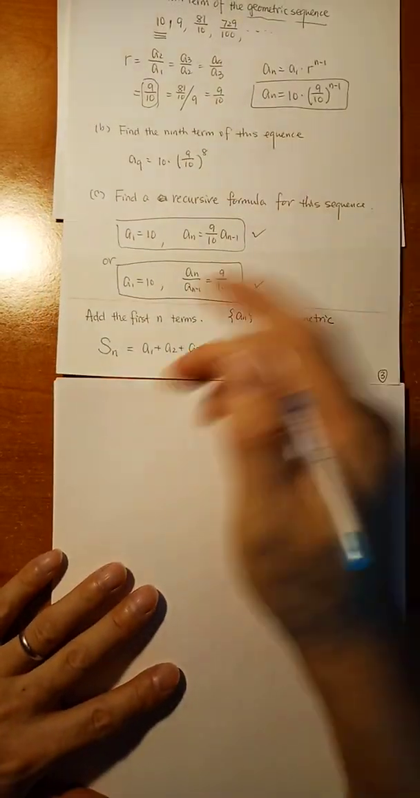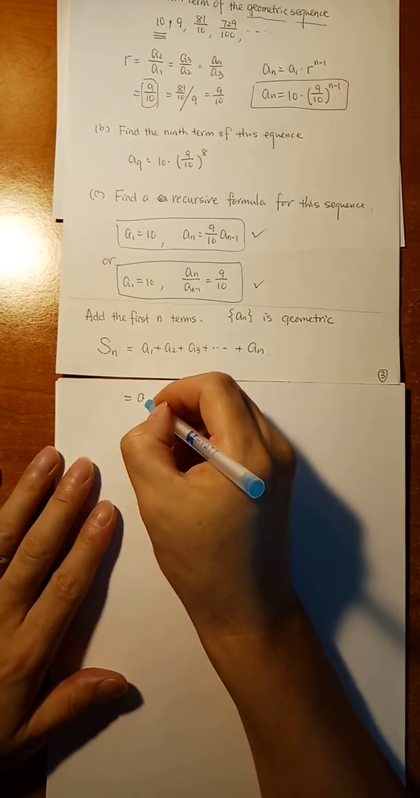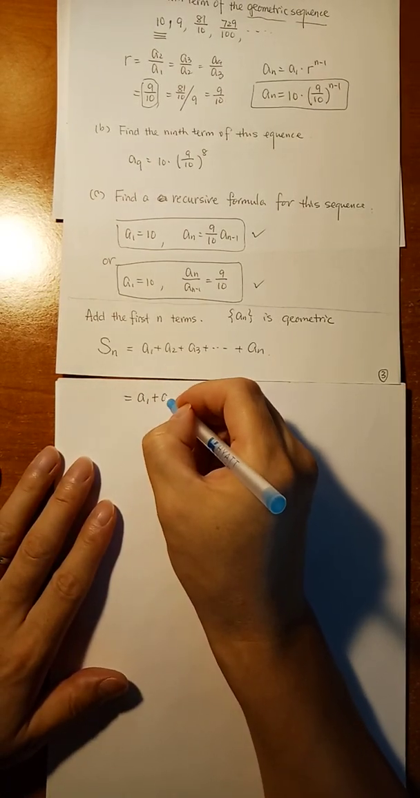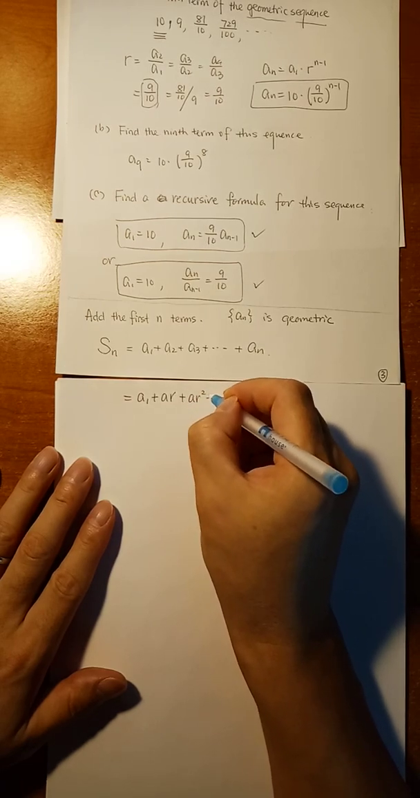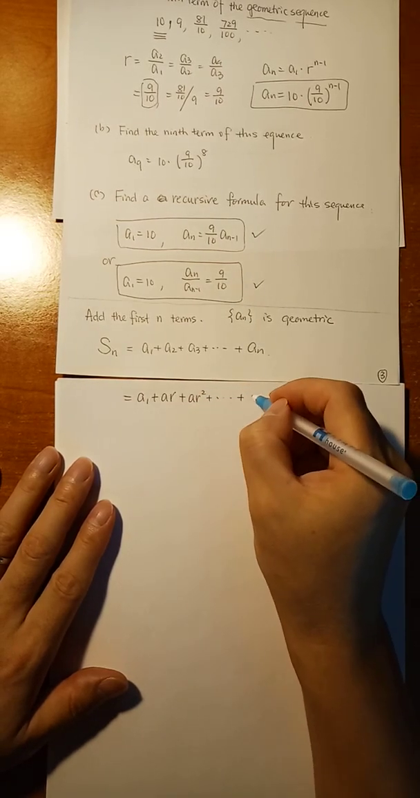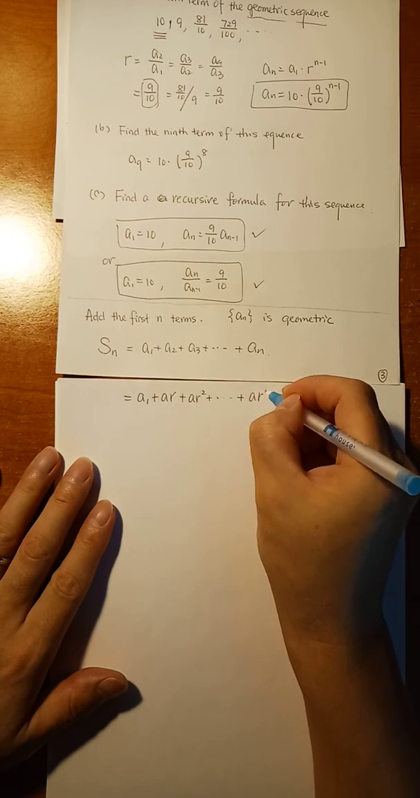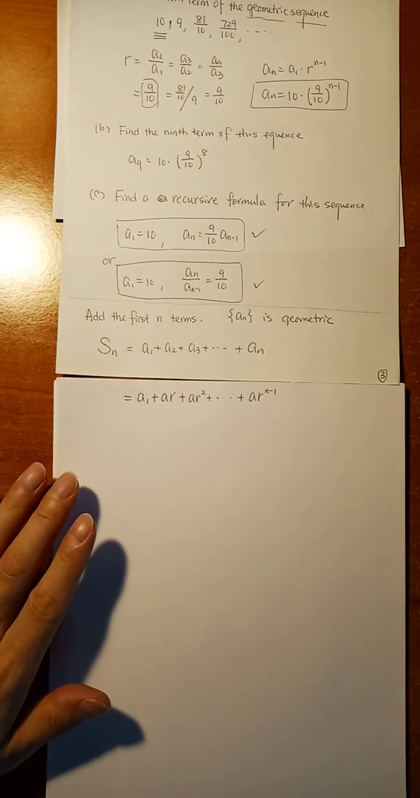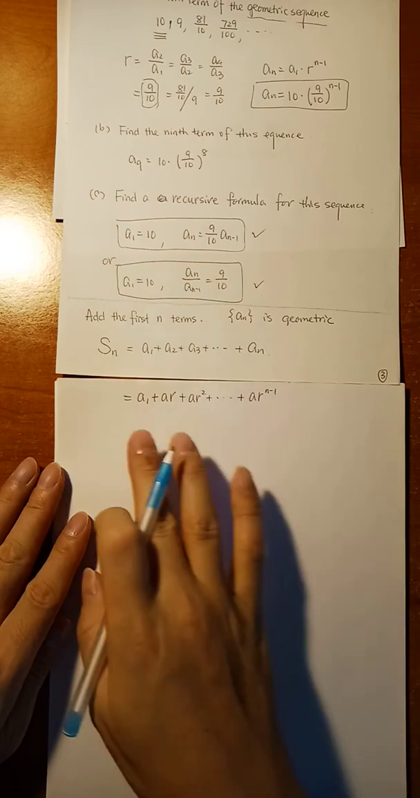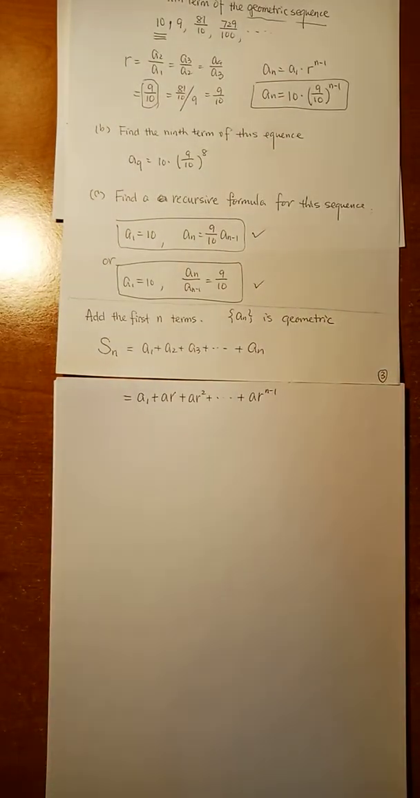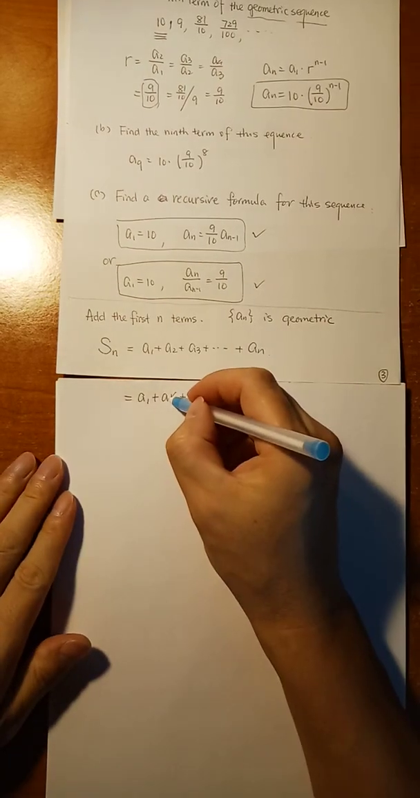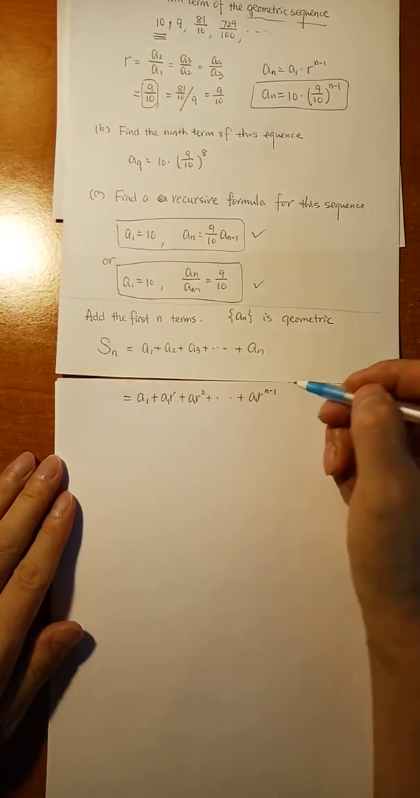What is a1? a1 is a1. There's no way to simplify. a2 is a times r, a3 is a times r squared, a sub n is a times r to the n minus 1. Right? This is the nth term evaluation at each position. The first term is always a1.